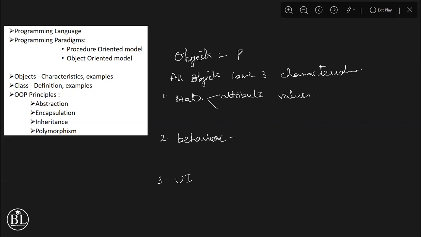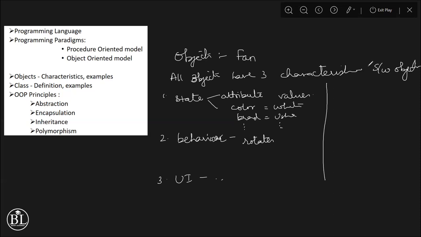Now, suppose I take an example of a fan. In the case of a fan, you can describe the state through the color of the fan being white, the brand being some Usha fan, and so many more. The behavior part is what task it performs: it basically rotates, thereby giving air. And the unique identity can be its receipt number or something like that. So this is with respect to a real object. Now, if you consider a software object, like your programs, in your programs the state is achieved through the use of variables.